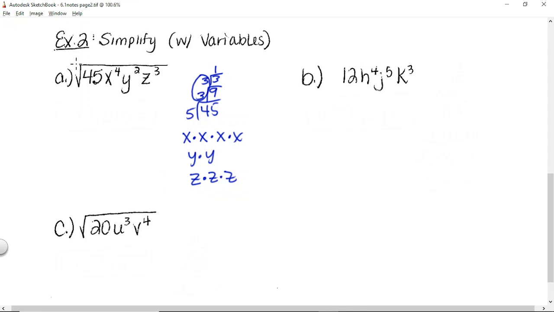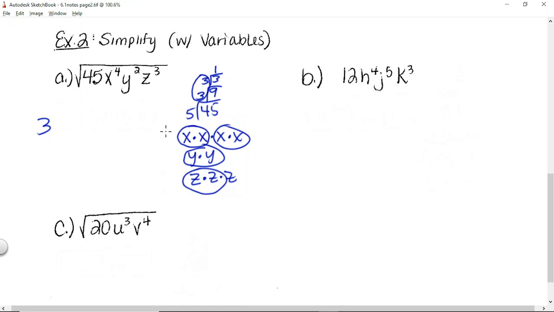And we're looking for pairs. Our groups that we're looking for are groups of 2 because our index is 2. So just say, okay, there's a group of 2 x's. There's another group of 2 x's. There's a group of 2 y's. There's a group of 2 z's. And from each of those groups, we get that variable on the outside. So looking at the numbers, we have a 3. Okay, we have a group of 3, so that means we have a 3 on the outside. Just one 3, because there's just one group.